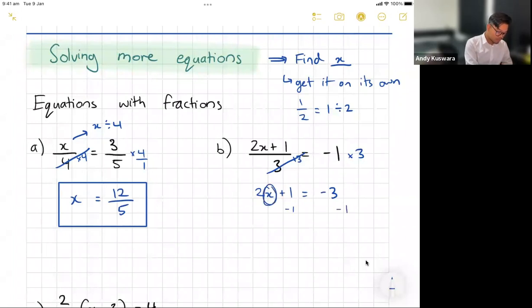Now be careful here. That's going to leave me with 2x, and minus 3 minus 1 becomes negative 4. Okay, don't forget how you work with your positives and negatives. And then here we've got 2x equals negative 4.